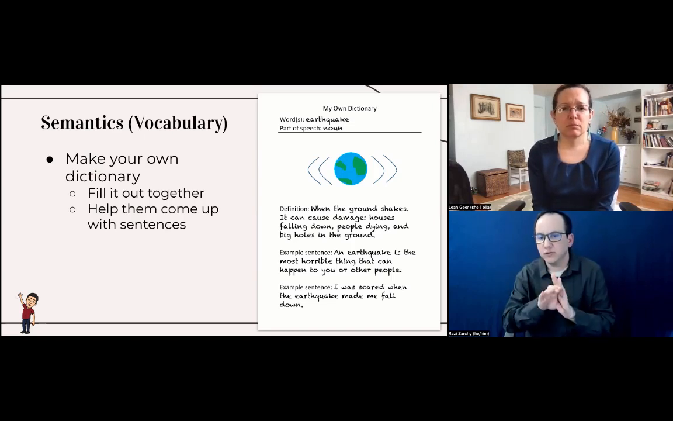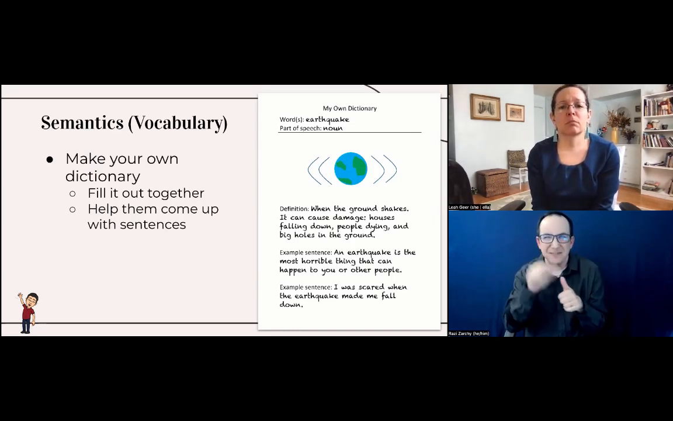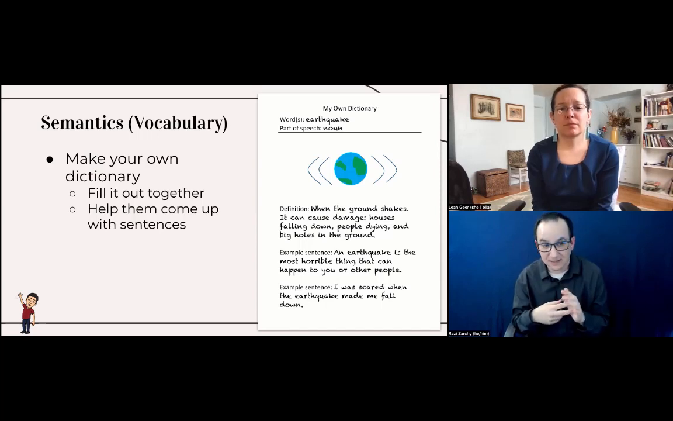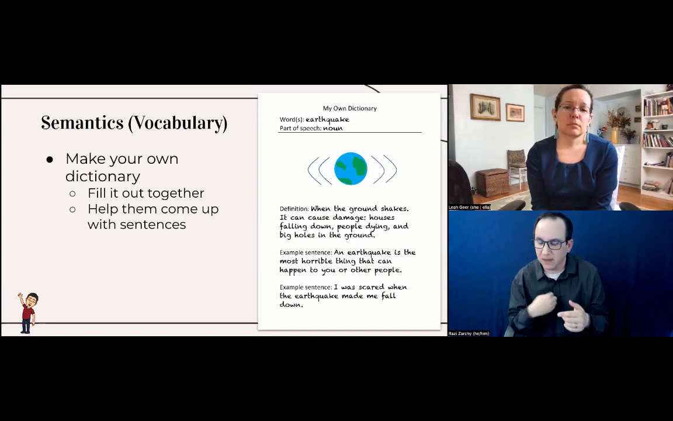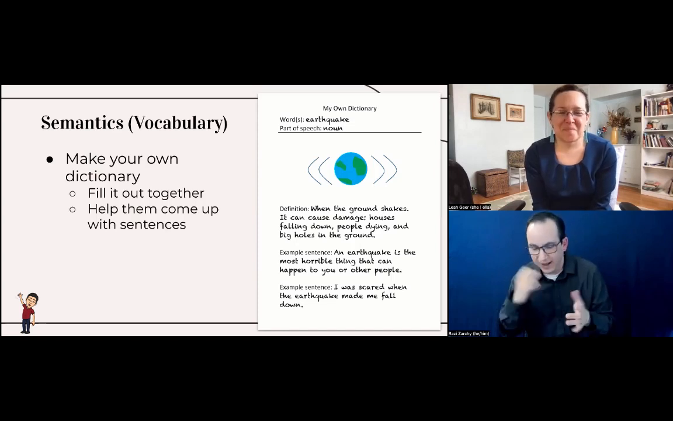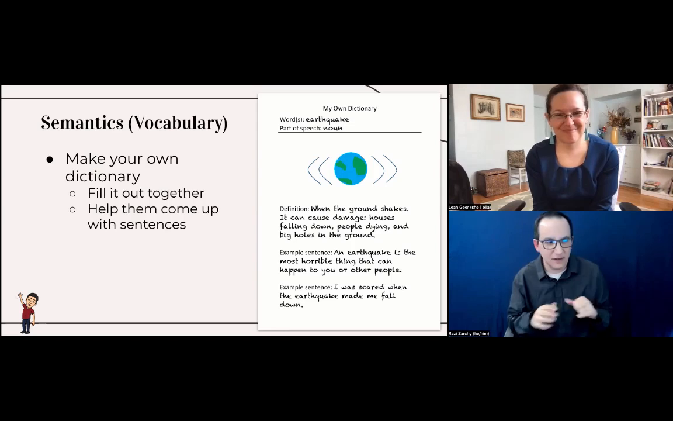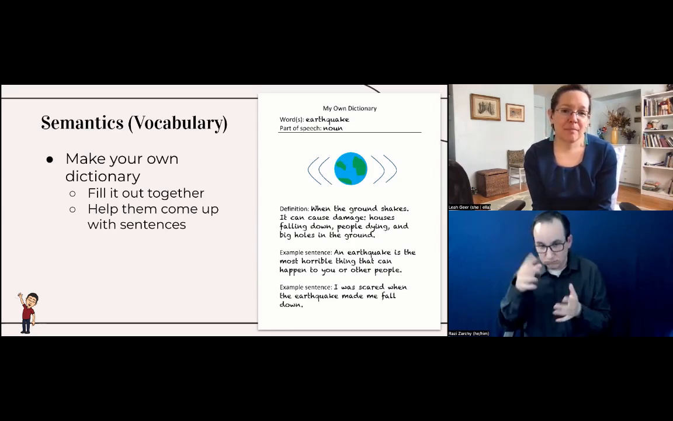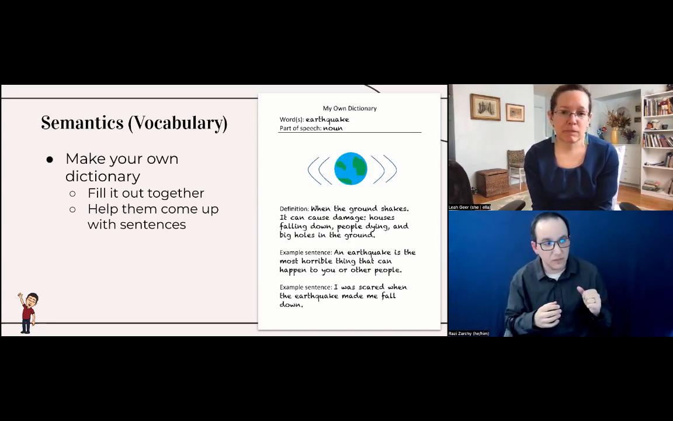And then I ask them, what picture would help you think of this term? If you saw this picture, you'd immediately be able to come up with this term, and go ahead and draw that. I do tell them to make it simple, not make it too elaborate. And then I help them come up with some example sentences.